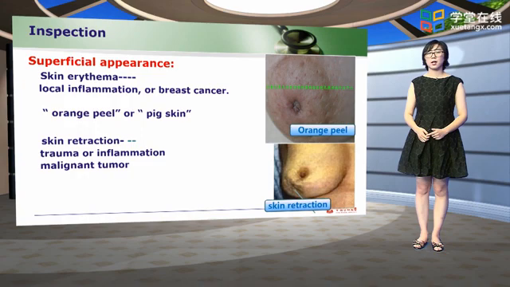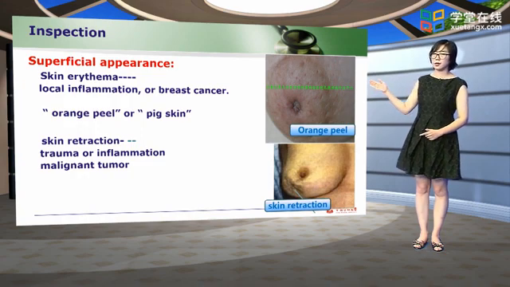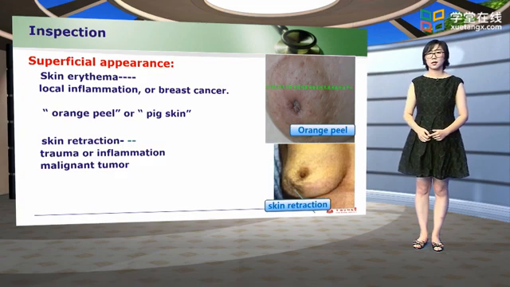First, we should see the superficial appearance, just like this picture. Skin erythema of the breast often indicates local inflammation or breast cancer. The skin involved looks like orange peel or pig skin.